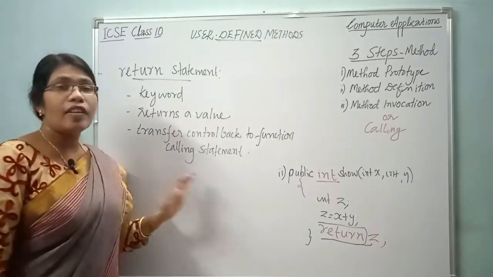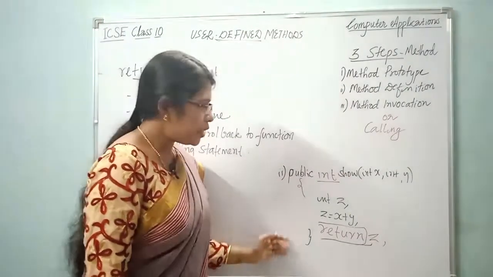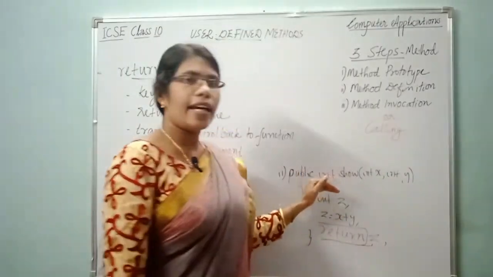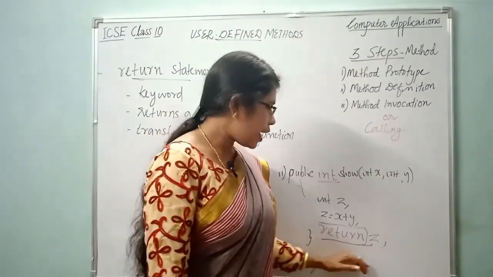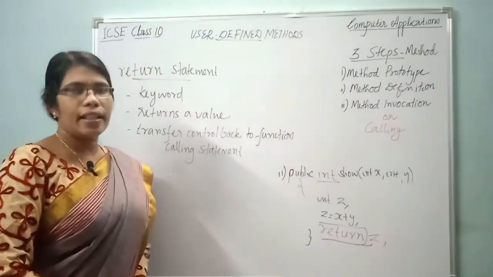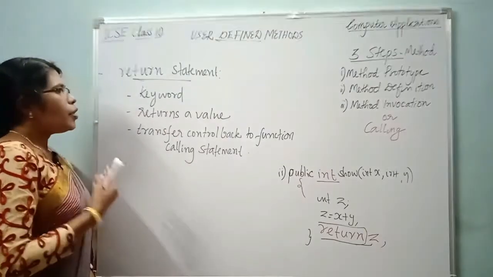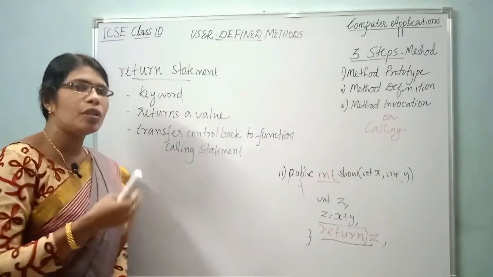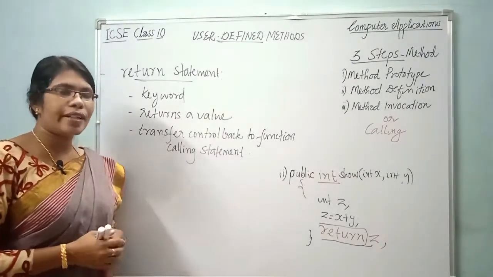Next, let's have a look at the return statement. This second example I have kept here, with integer arguments and the return type as integer. So a return type method has been defined here and it is returning the value with the return int statement. Return is a keyword. Keywords are reserved words that have special meaning for the compiler. The return statement has two uses. One is that it returns a value to the calling statement. The other is that it transfers control back to the method calling statement.